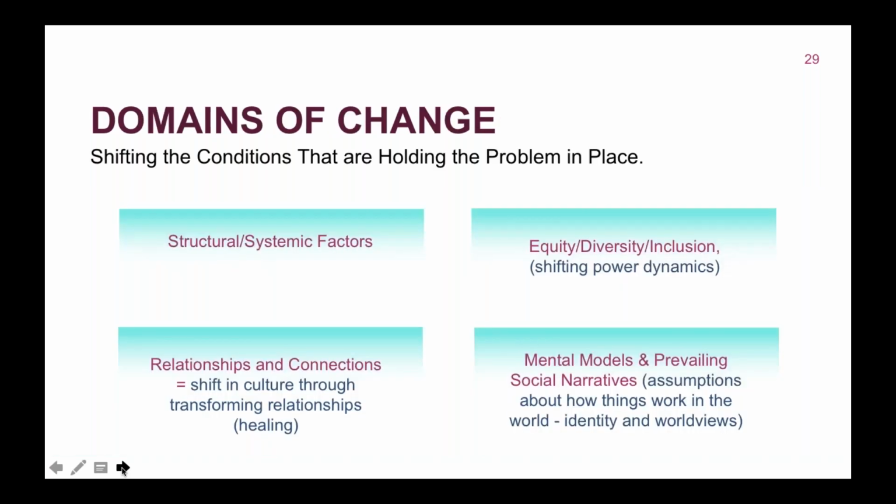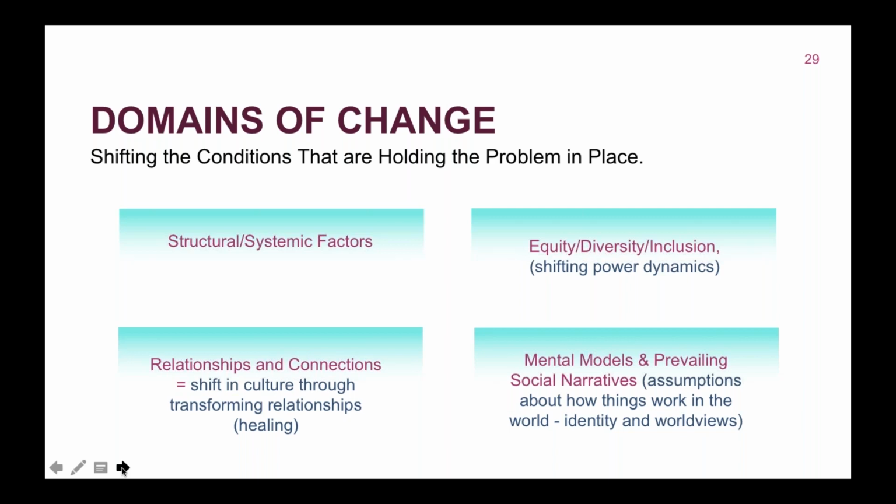So we've decided to use four domains as a way to help us think about some of these broader conditions that are keeping homelessness in place. There are four of them that we're using: structural and systemic factors, equity and power dynamics, relationships and connections, and mental models and social narratives. We're using these domains in this exercise as conceptual spaces to help us identify where change is occurring across all these complex factors. However, they're not always distinct. We know they are interrelated, and they reveal both visible and hidden tensions that impact our ability to shift conditions.